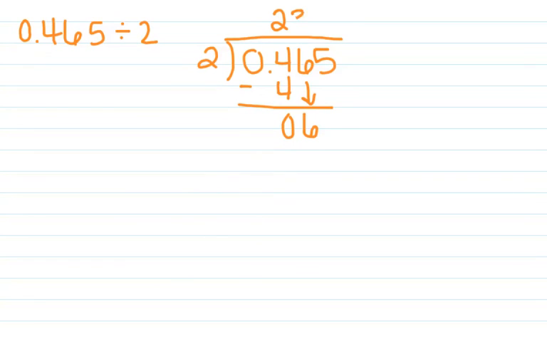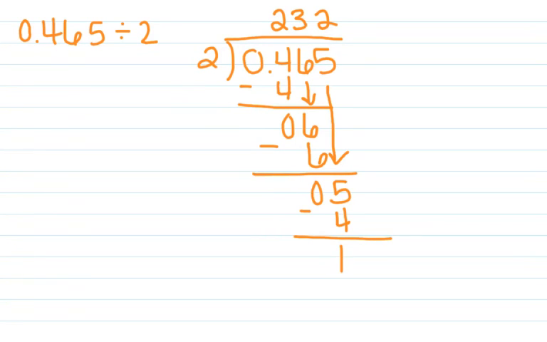And now I want to know how many times does 2 go into 6. That goes in 3 times. 2 times 3 is 6. I subtract and get 0. Now I'm going to bring down the 5. Now, how many times does 2 go into 5? It goes in 2 times. 2 times 2 is 4. When I subtract, I've got 1 left.